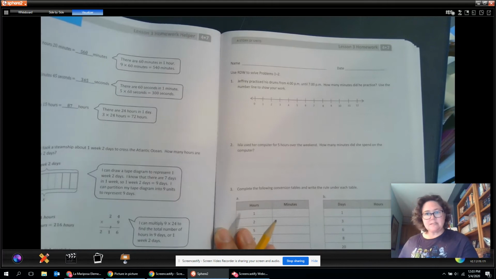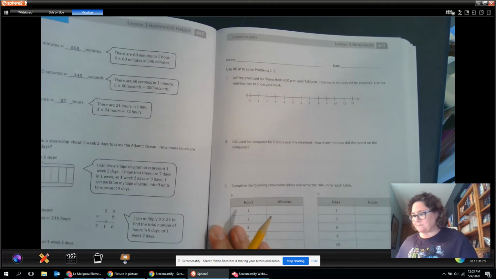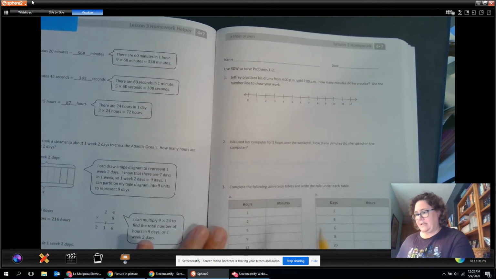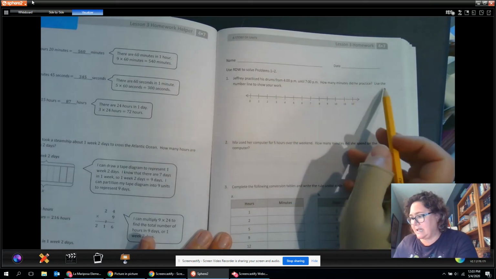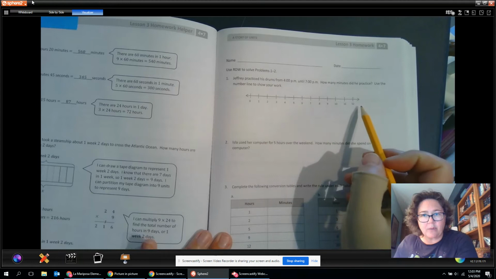So here we go. Let's see what fun conversions we have today. We're looking at Jeffrey, and he's practicing his drums from 4 o'clock to 7 o'clock. How many minutes did he actually practice? And they want us to use this number line.